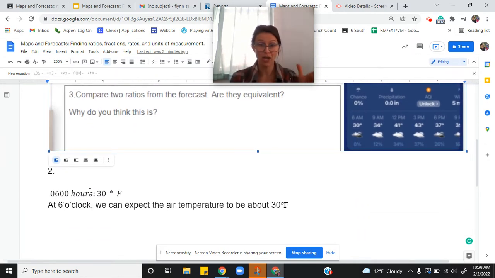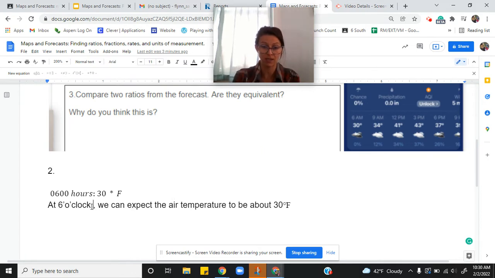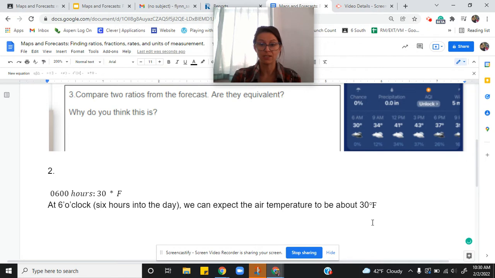So at 600 hours, so this also means 6 hours into the day, we can expect the air temperature to be about 30 degrees. Now, this does not mean that the temperature rose 30 degrees in 6 hours. We don't know what the temperature was at midnight from this information. Okay, so just keep that in mind.